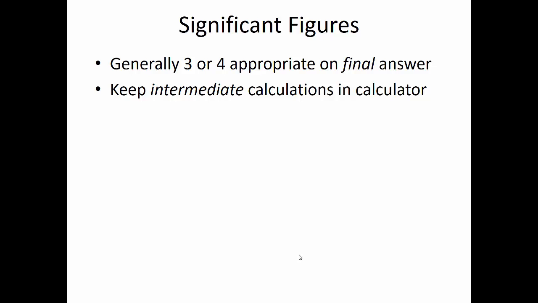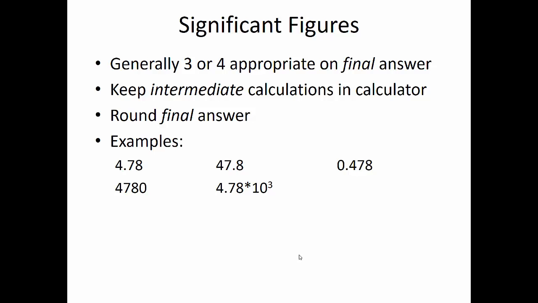If you have to write something down from your calculator that you're going to use later on, typically use 4 significant figures for intermediate answers, so that when you get to the end and you round to 3, you're rounding to the appropriate value. Then we round the final answer. For example, we would use 4.78 or 47.8 or 0.478. Notice that these all have 3 values and no more, so we're rounding that third value off.